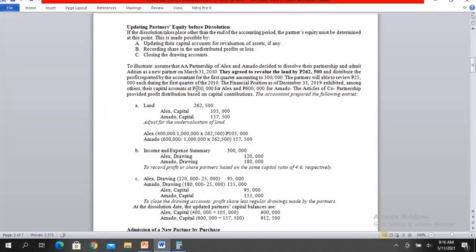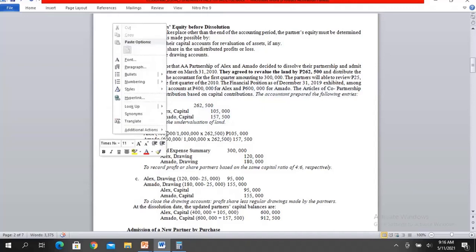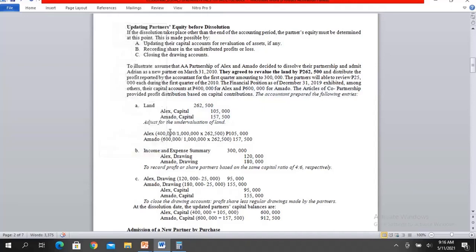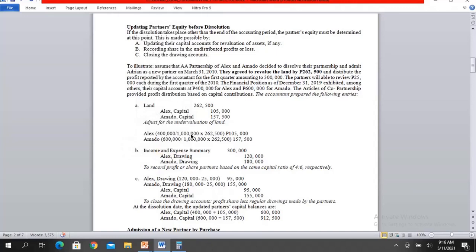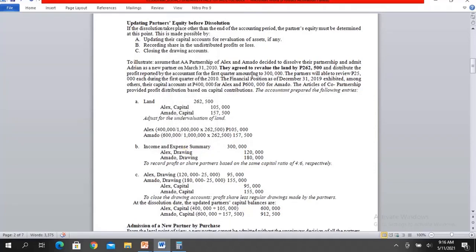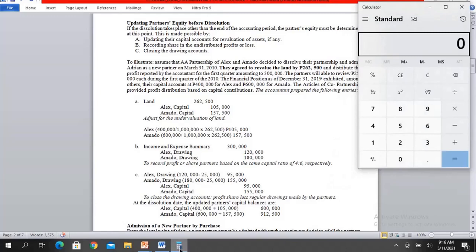Tapos, 400,000 divided by 1 million. 400,000 yung capital account ni Alex as of December 31, 2019, divided by 1 million, which is yung total ng capital accounts nila, multiplied by 262,500 na revaluation ng land. So, 400,000 divided by 1 million times 262,500 is 105,000. Yung magiging hati ni Alex doon sa revaluation ng land.